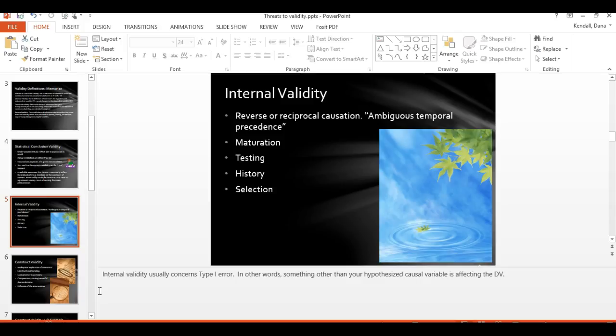Okay, so we can have reverse or reciprocal causation, so ambiguous temporal precedence. We can believe that an IV is causing a DV when really it's the other way around. I think the biggest example of this in our field is job satisfaction and job performance. Many people think that the causal flow goes from satisfaction to performance, when in reality it may be that when we are performing well on our job, then we will be more satisfied. Or it's reciprocal. They feed off each other in a cycle. So some things to think about there.